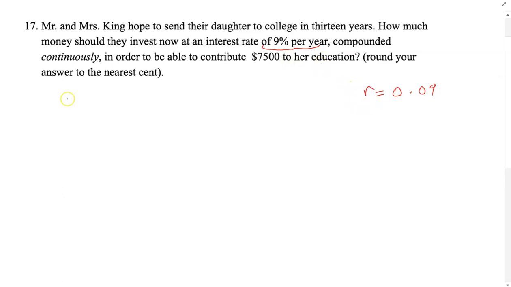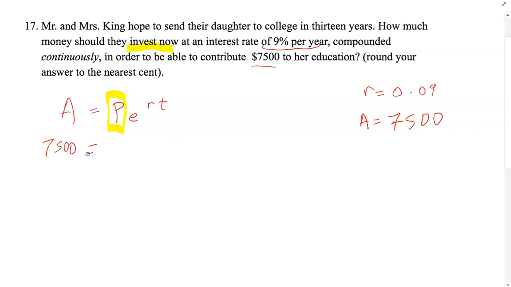Compounded continuously means that we're using an exponential formula. So let's say A is your final amount, then P is your initial amount, e to the rt. They want to have 7,500 at the end, so A is equal to 7,500. And you want to find the amount that they need to invest now, so that would be your P. So we want to find P. Let's plug in the parts and see what happens.